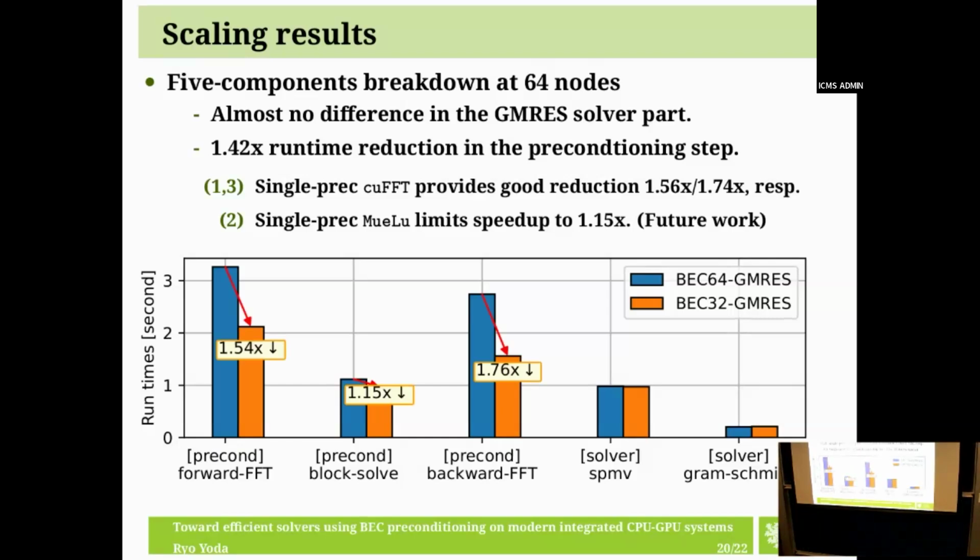Unfortunately, in the case of the second step, which is the block diagonal solving part, we can see only a slight improvement of 1.156. Compared to the effective part, the improvement rate is quite small. I'm not sure why there is such a small improvement using the single precision libraries for the second step. I'm sorry, I'm not sure currently, and this is future work to investigate further. Thank you very much.